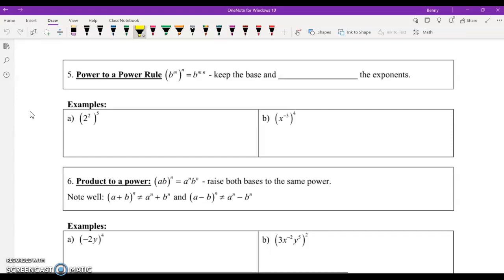In this rule we see that if a base is raised to a power and then raised to another power, we're going to keep the base. We always keep the base, and we are going to multiply the exponents. So in this case, we would keep the base of 2, and then we would multiply 2 times 5, and that would give us 2 to the 10th power.